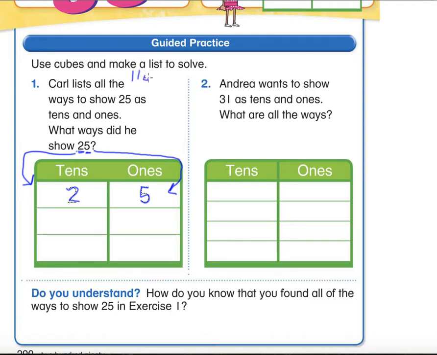Okay? And we can actually make that real quick. 1, 2, and then 1, 2, 3, 4, and 5. So now we have to show a different way to make 25, which means for our tens, it's going to get smaller each time. So instead of 2, we're going to have 1, which means we're going to go up here and smash one of these 10 rods. Draw a line through it, smash it, and it means we would draw 10 more ones cubes.